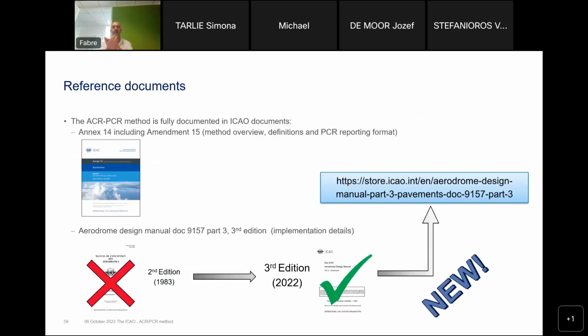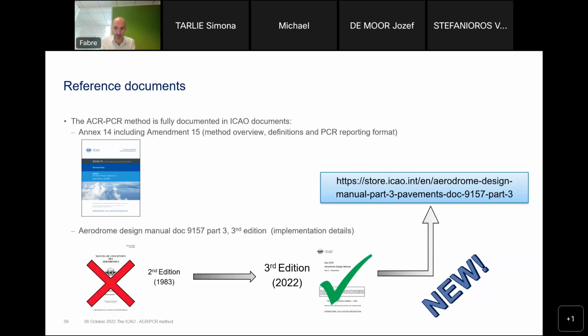So the reference documents Simona spoke about earlier this morning. The first document obviously is the Annex 14 with the inclusion of Amendment 15. But the Annex 14, I would say, is a law. So we have only the method overviews, the definition, and the PCR reporting format, but there are no details about the ACR-PCR. But these details can be found in the Airport Design Manual, so this is the Doc 9157, Part 3, the third edition.